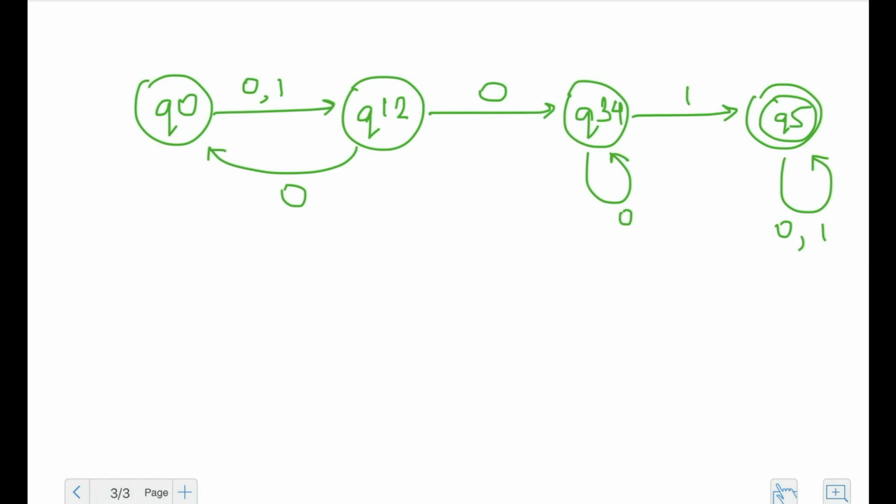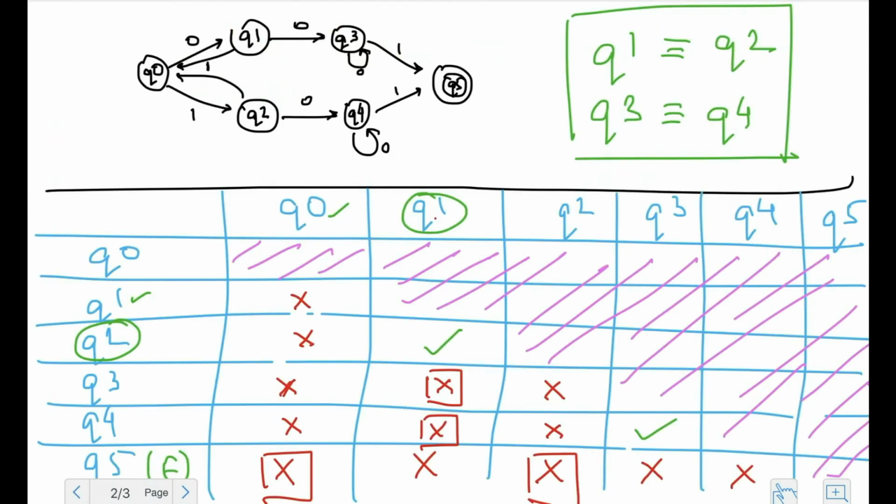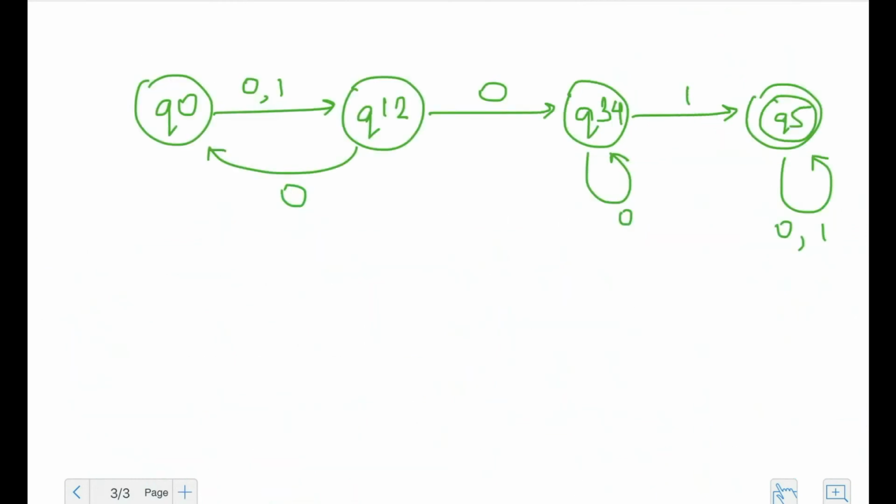So this is the state minimization algorithm. This right here is my algorithm which I implemented with this table right here. So this is how the algorithm is implemented, and this is the DFA that I get after I've performed the algorithm on the given DFA.